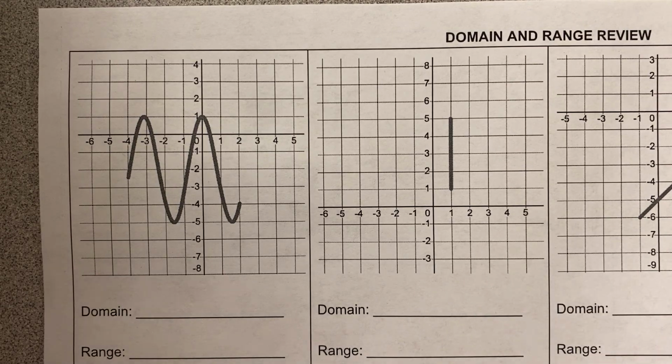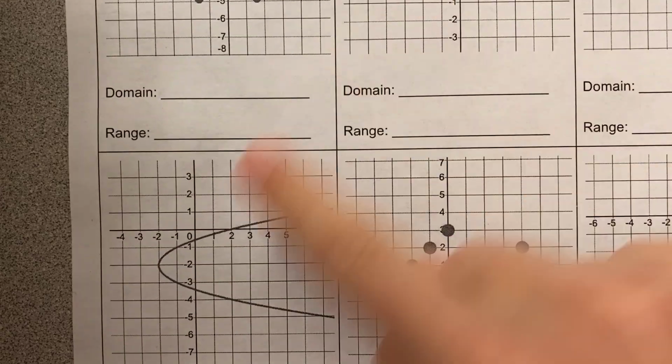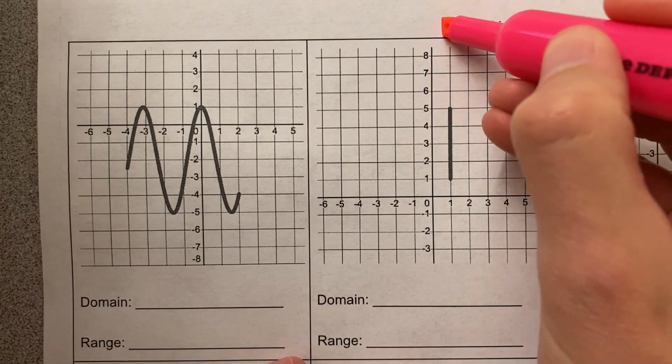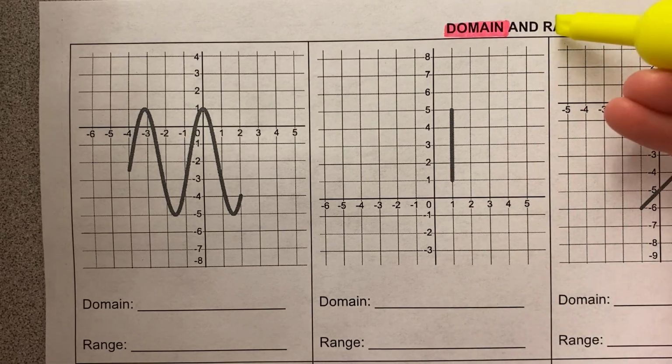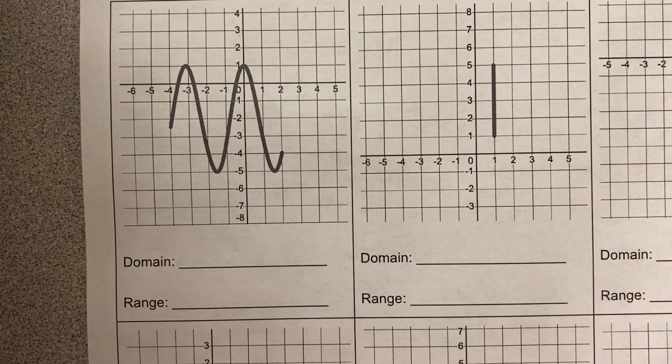All right, for this domain and range review, I would really encourage you to try them first and recall what you remember. I'm going to do these left four in this video. I'm going to use color: pink for domain and yellow for range, just to make it visual and easier to remember.